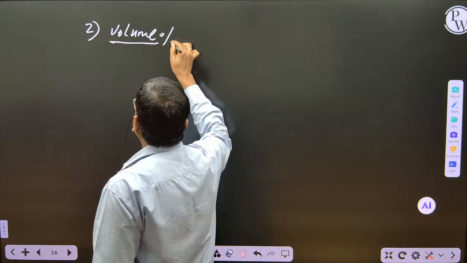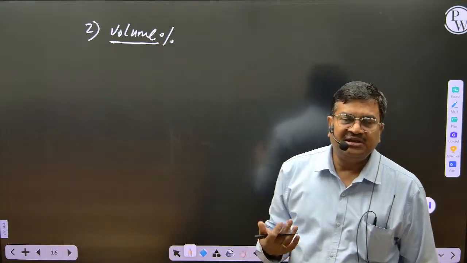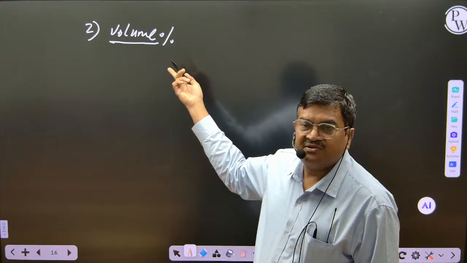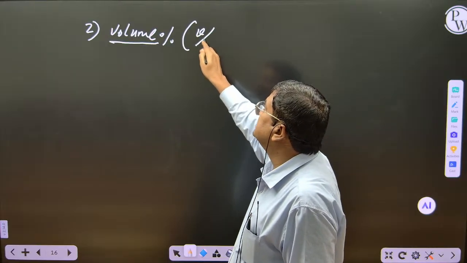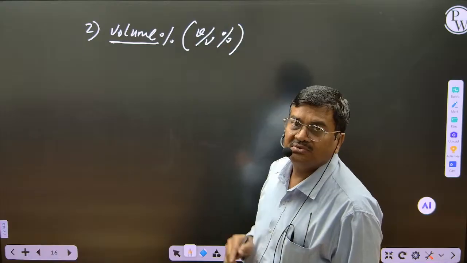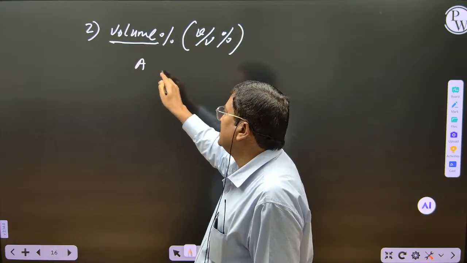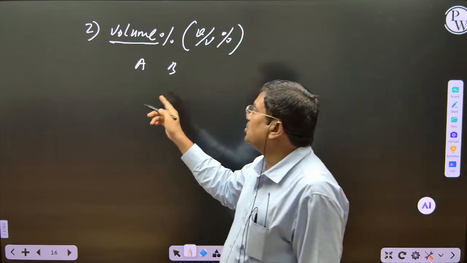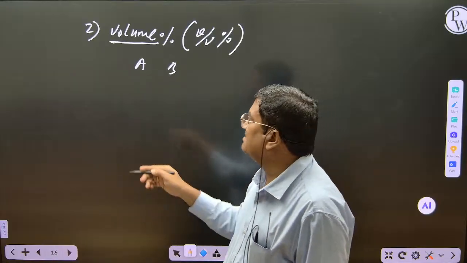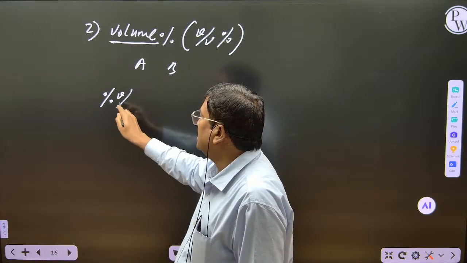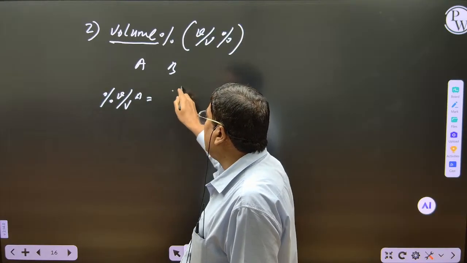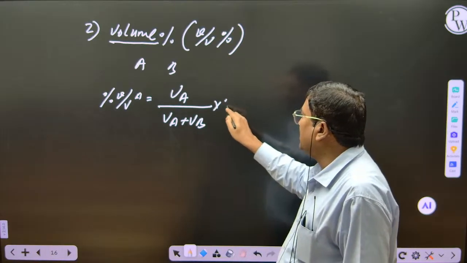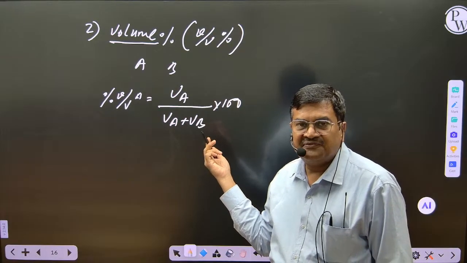Now see students, volume percentage can be defined in a similar way to what we did for mass percentage. Previously it was mass, this is in terms of volume, no? And in textbooks you will observe a symbol like this, small v by capital V. Same as the previous one, I am taking two components, A component and B component. Now among these two components I want volume percent of A. Tell me how do we get volume percent of A, student? Volume of A by volume of A plus volume of B into 100, no? This will give volume percentage of A component.